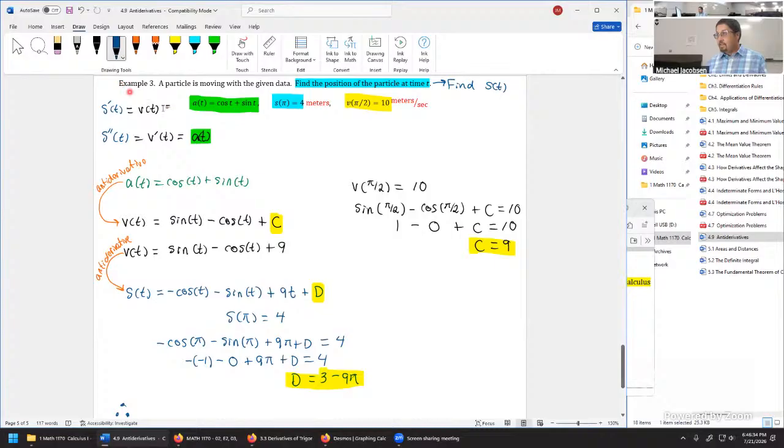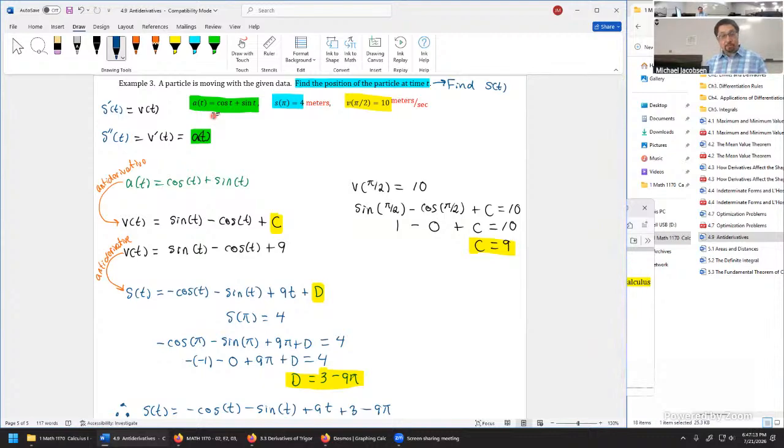And our conclusion is the particle is really moving exactly with all that given information and initial values. Then the position at any time is, it's here. At time t, it's at negative cosine t minus sine t plus 9t plus 3 minus 9 pi. So that's the exact one and only function that has the right stipulation for velocity, acceleration, position, and it happens to have that exact acceleration all at once.